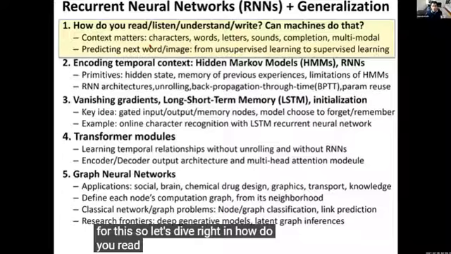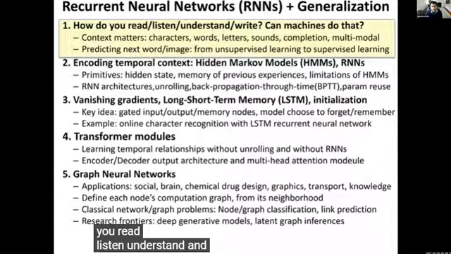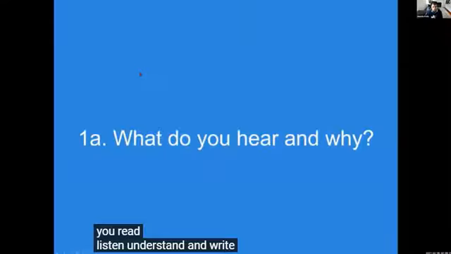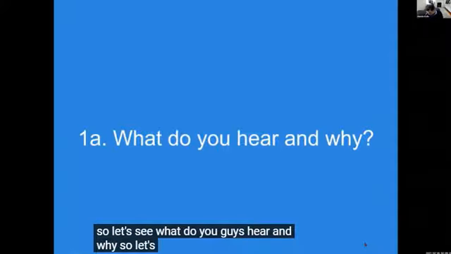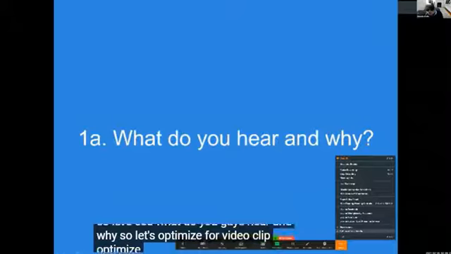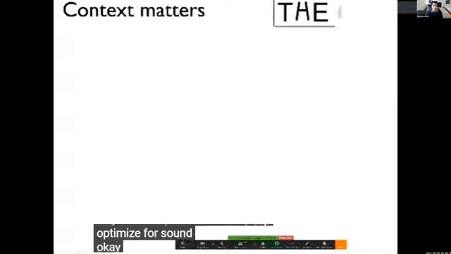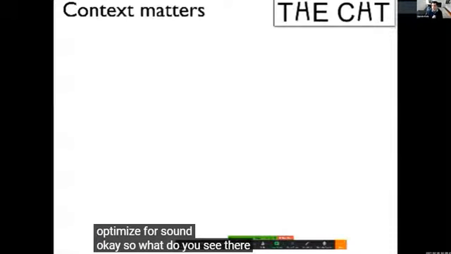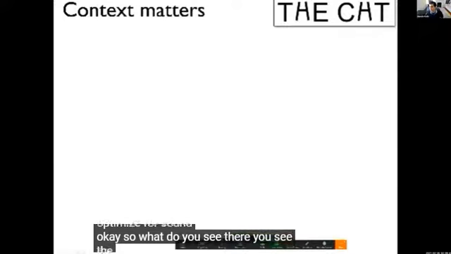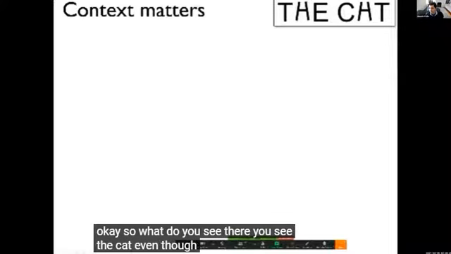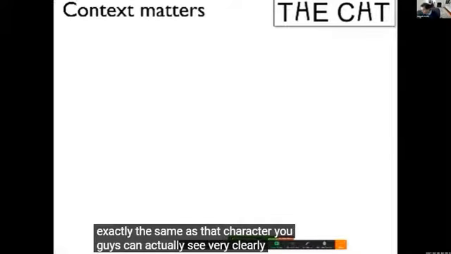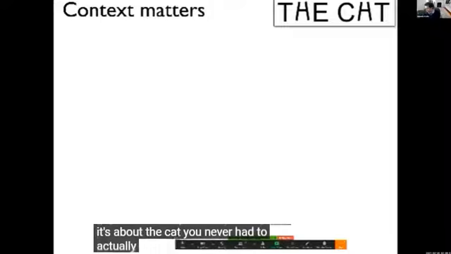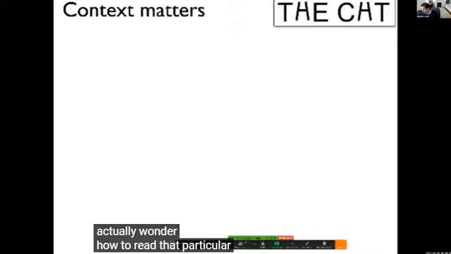How do you read, listen, understand, and write? So let's see, what do you guys hear and why? So let's optimize for video clip, optimize for sound. Okay, so what do you see there? You see the cat. Even though this character is exactly the same as that character, you guys can see very clearly that it's about the cat. You never had to actually wonder how to read that particular sentence.